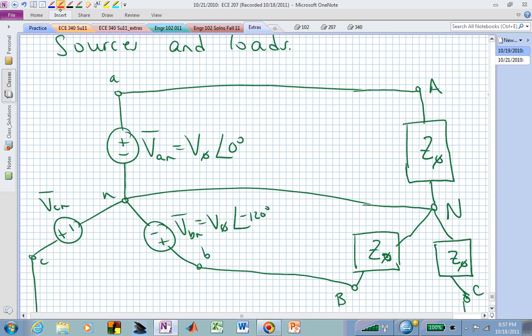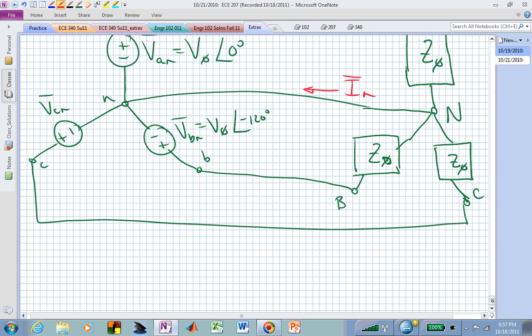Now that we have this YY configuration, we can think about the line currents. We have a current between the source and the load in the A phase, which we might call I sub lowercase a capital A. We could actually have, if we have an imbalanced condition, we might have current flowing in the neutral conductor, which we might then label I sub n.